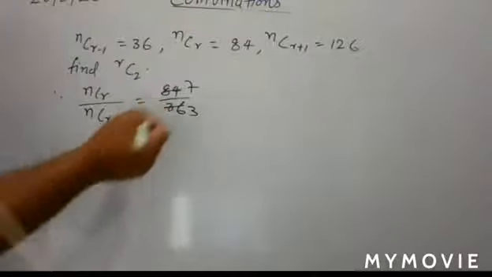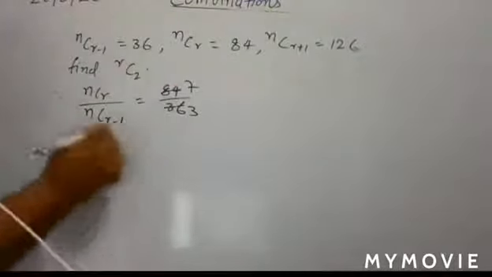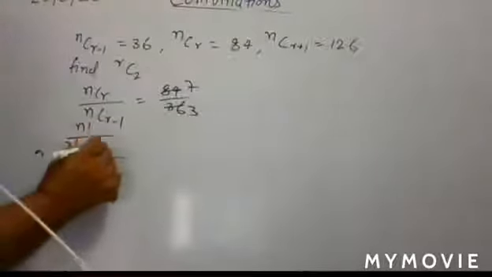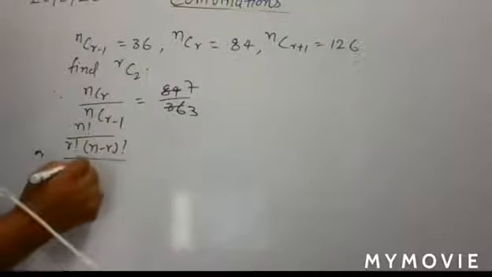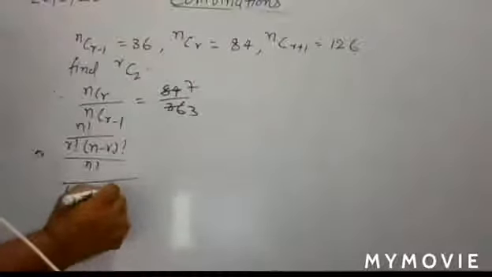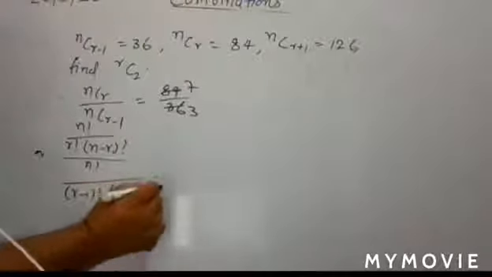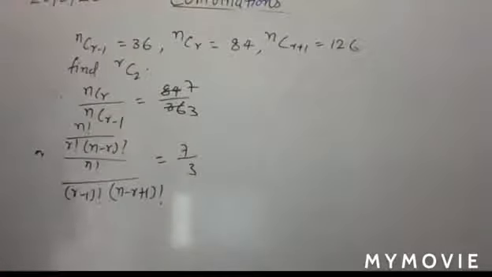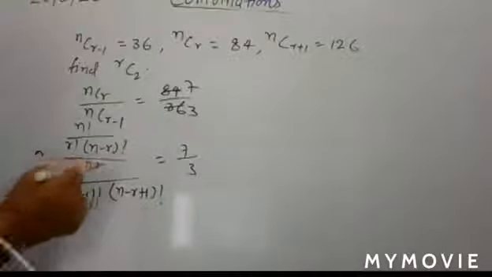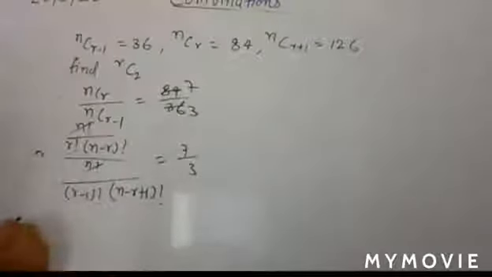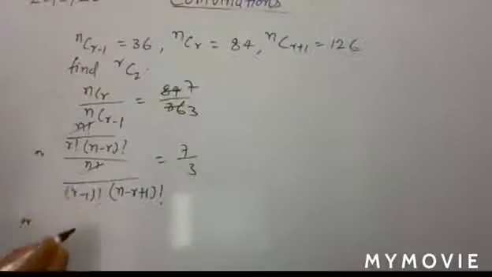So here you have 7 upon 3, and this side you can write factorial n upon r factorial into n minus r factorial, upon factorial n upon r minus 1 factorial into n minus r plus 1 factorial, is equal to 7 upon 3. So factorial n and this factorial n are cancelled out.